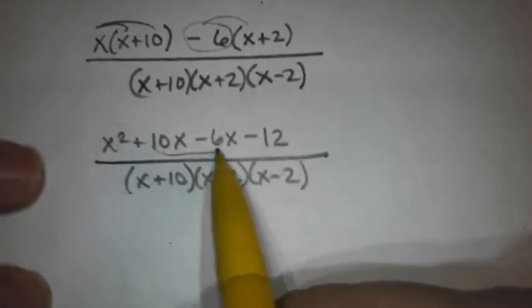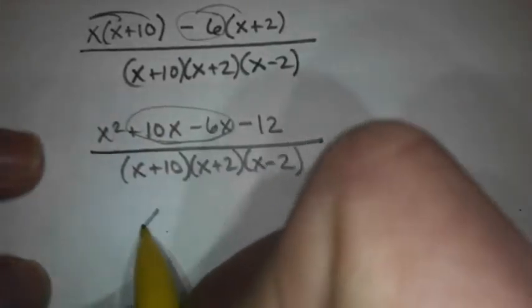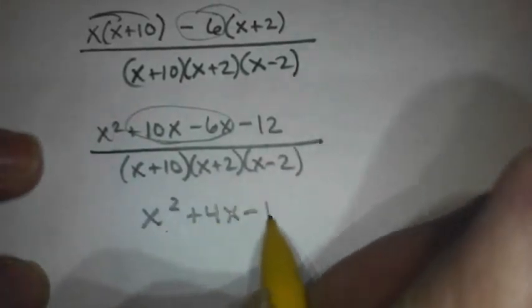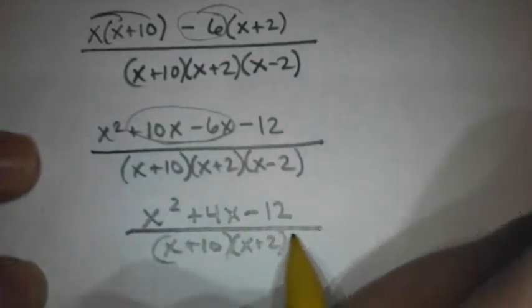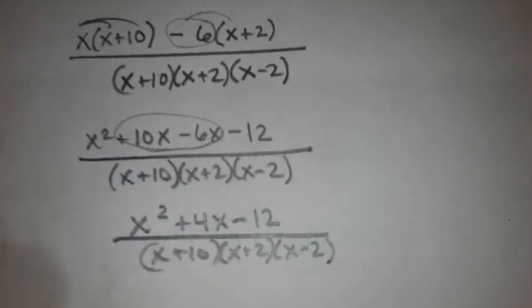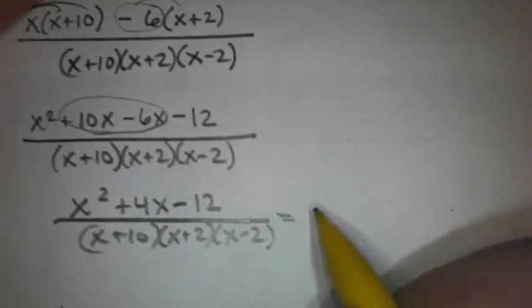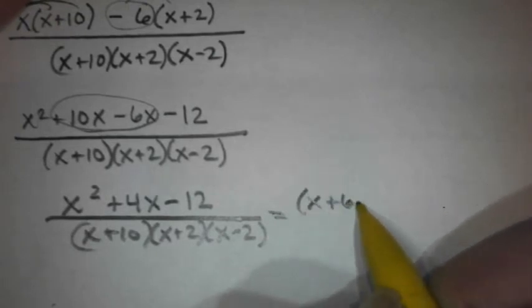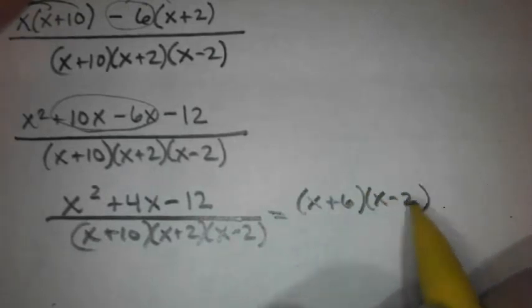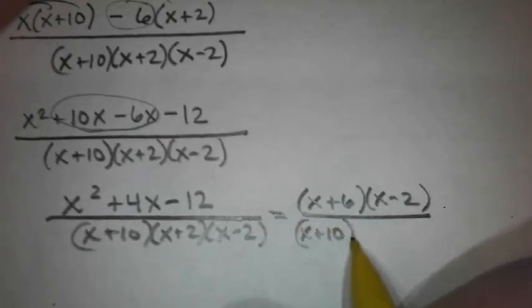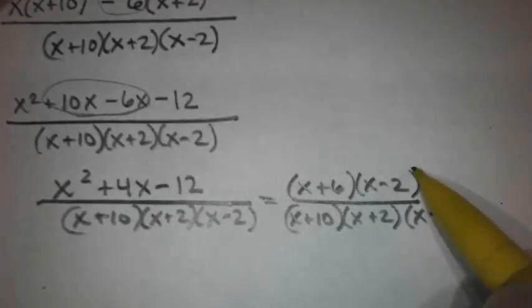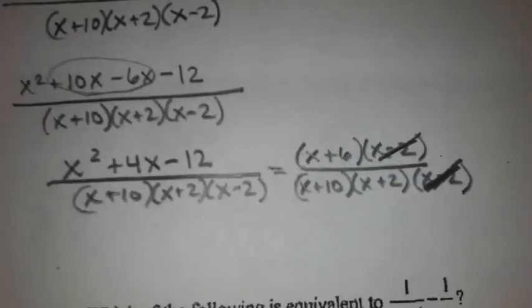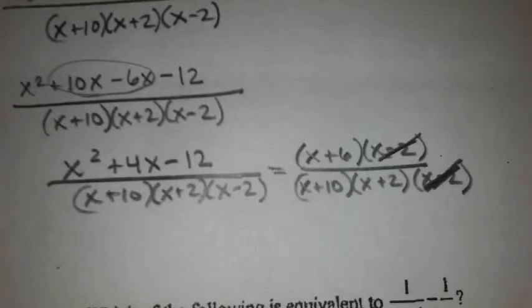And then when you combine like terms, 10x minus 6x is 4x, over the same common denominator. Is that numerator, I'm suspicious, is it factorable? It is? Into what? x plus 6 times x minus 2. Good. So what happens then is we lose a factor. We can simplify that and cross off our x minus 2's. And that's your final answer: x plus 6 over x plus 10, x plus 2.